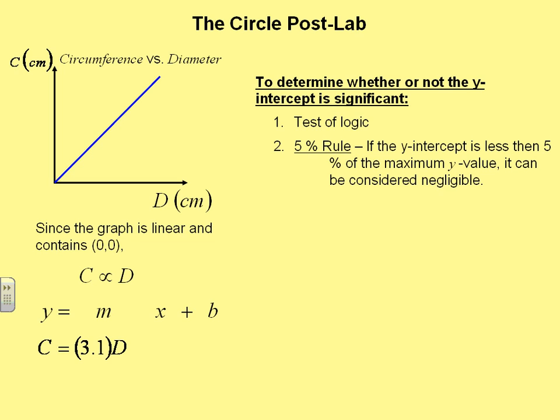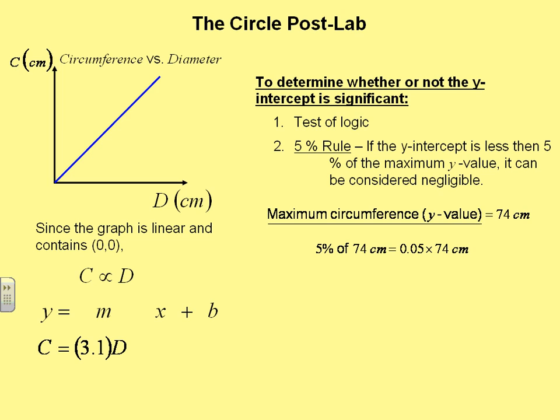Well, I have taught you in the past to use a quick little, not great statistical analysis called the 5% rule, but it's a good rule of thumb for us to use at this level of physics. It says, again, if the y-intercept is less than 5% of the maximum y value, that's the circumference, it can be considered negligible. So, the maximum circumference value was around 74 centimeters, give or take a few. 5% of that is 0.05 times 74 centimeters, which is 3.7 centimeters.